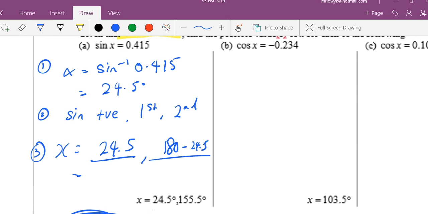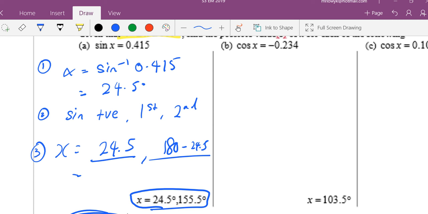Now what does this answer mean? This answer means if I press sine 24.5, it will give me 0.4. If I press sine 155.5, it will give you 0.4. How do you know whether you take both the numbers or not? Depends on this.